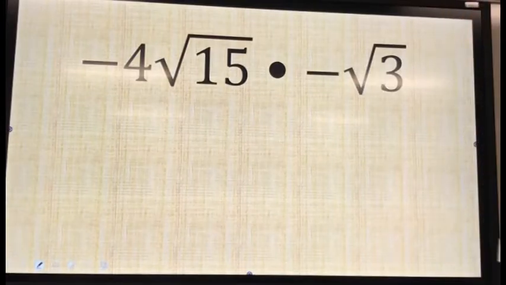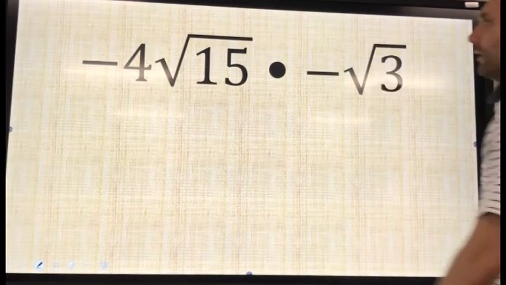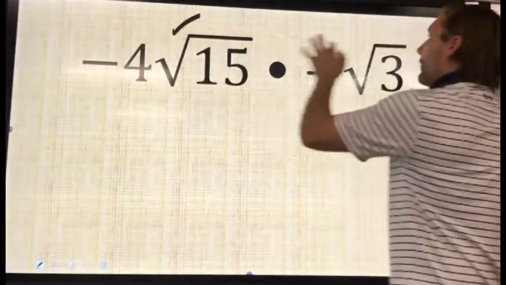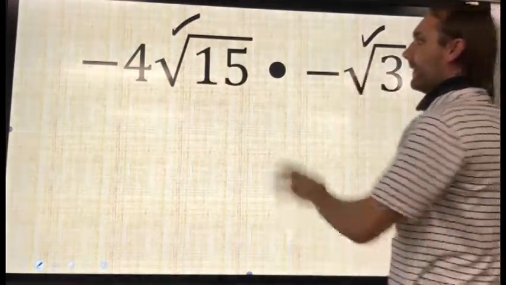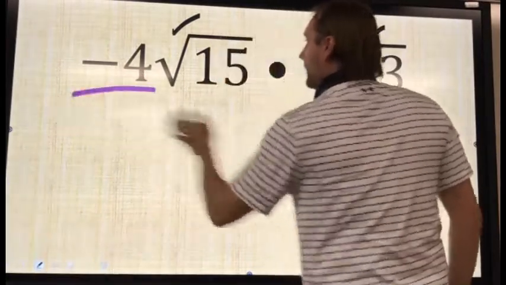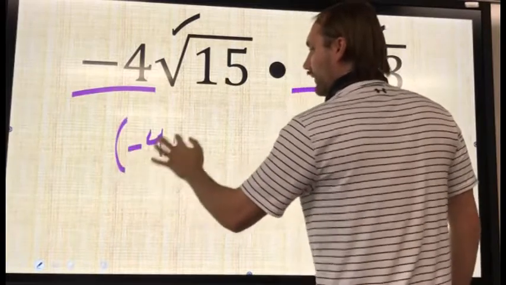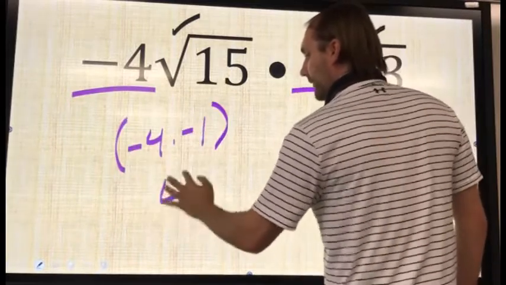How about this one? Negative 4 square root of 15 times negative square root of 3. Can I multiply them? Yes, you can. Can I add them? No, but I can multiply them. The square root is the same. So now let me take the coefficients out in front. Change this to purple. So a negative 4 and a negative 1 and multiply them. Negative 4 times negative 1 is 4.